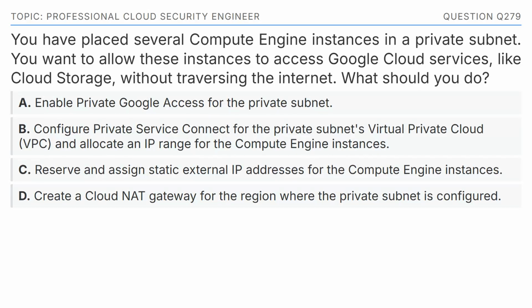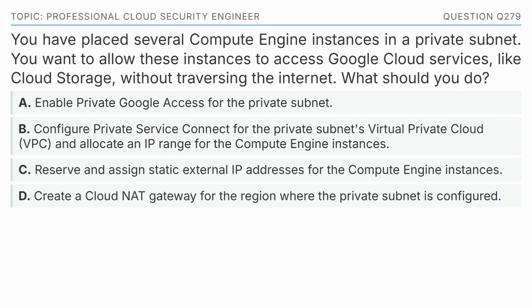You have placed several compute engine instances in a private subnet. You want to allow these instances to access Google Cloud services, like cloud storage, without traversing the internet. What should you do? The options are: Option A, enable private Google access for the private subnet.